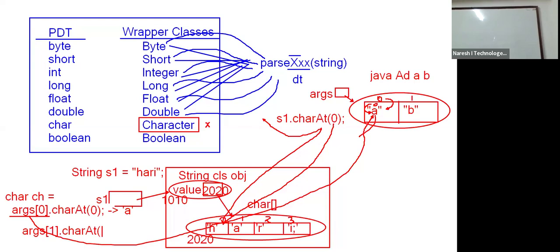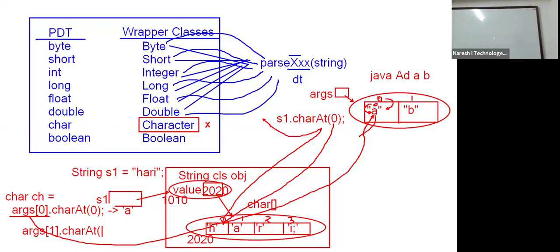Tell me now. Inside the array object, double quotes A, what is the name of double quotes A? args of 0. What is the double quotes B name? Nothing but, here S1, S2; here args of 0, args of 1. Sleeping? Yes, sir.